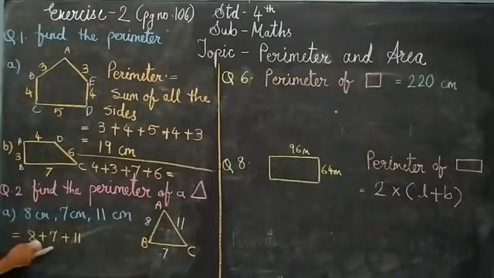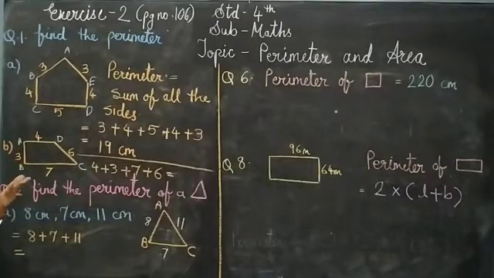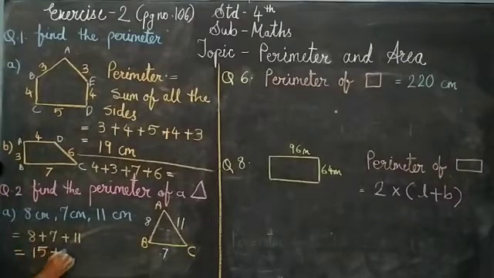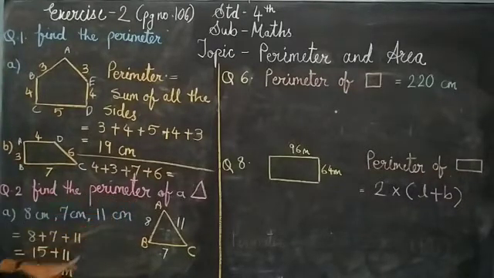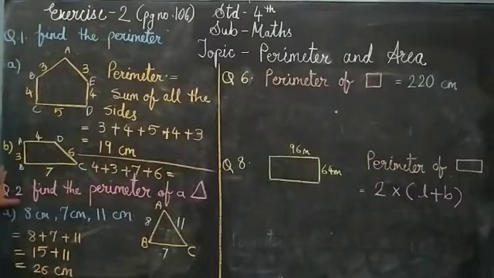The measurements of all the sides are not equal. So 8 plus 7, let us all count together: 8, 9, 10, 11, 12, 13, 14 and 15. Then again 15 plus 11 is equal to 26. So the final answer for the perimeter of the triangle is 26 centimeter. In this way you have to write the perimeter.